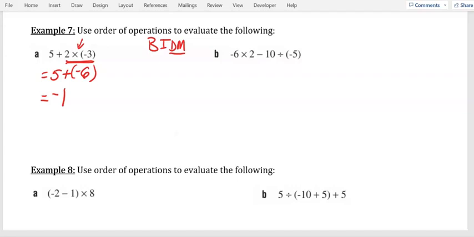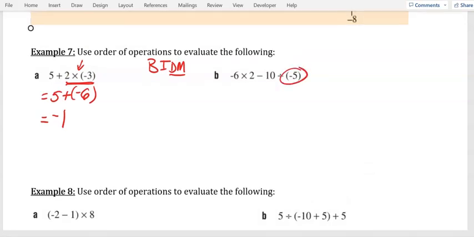So again, with B, using the order of operations, I don't have any bracket. This doesn't count as a bracket. That's just there for convenience. It's not an operation. No indices, so division or multiplication. I've got multiplication here and I've got division here. Which one comes first? I'm going from left to right. So -6 times 2, 6 times 2 is 12, and it's going to be negative because I've got one negative and one presumed positive, so they're different.